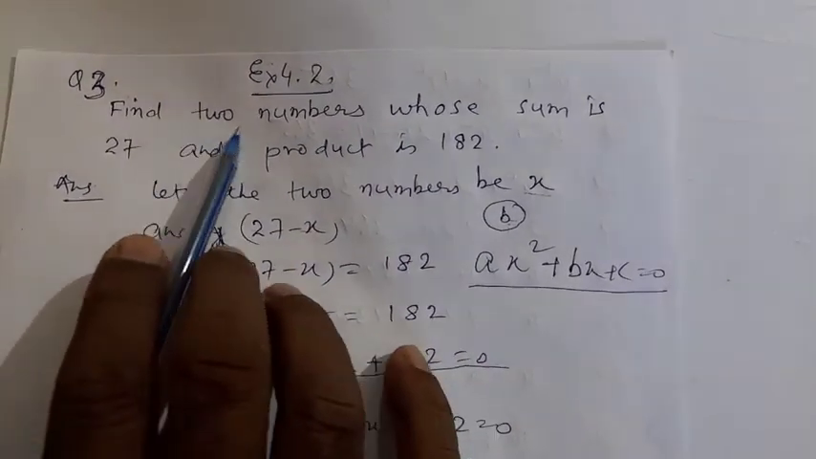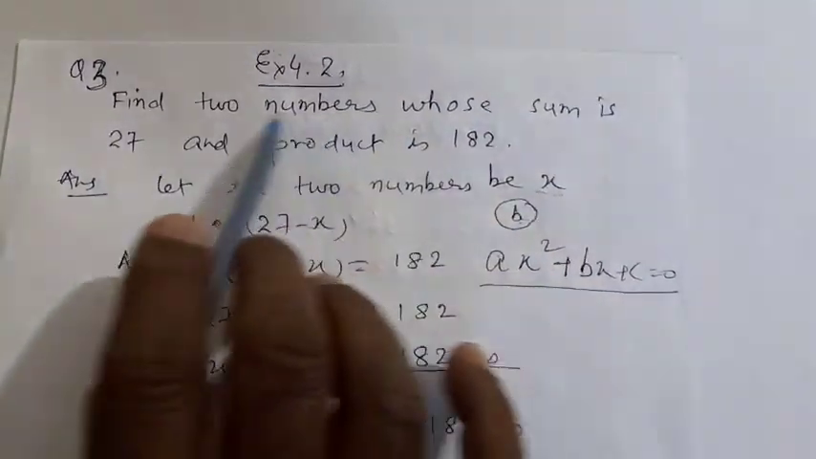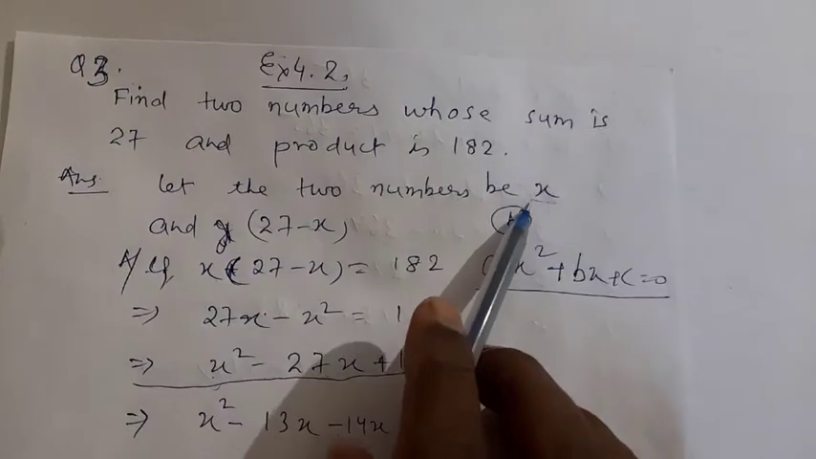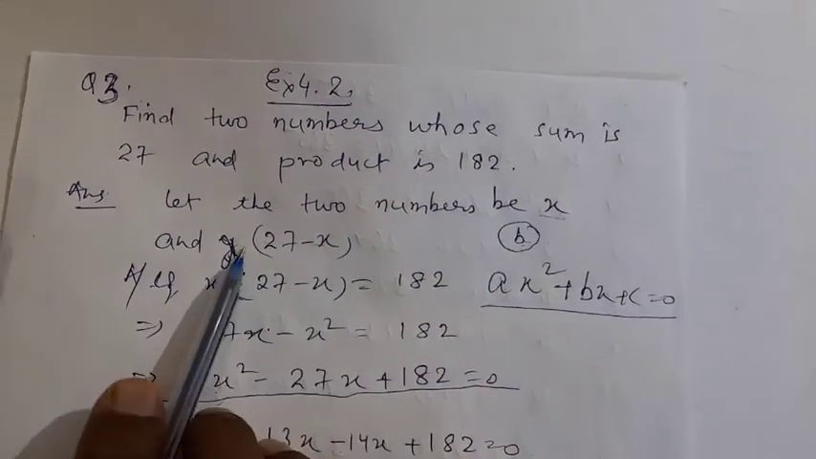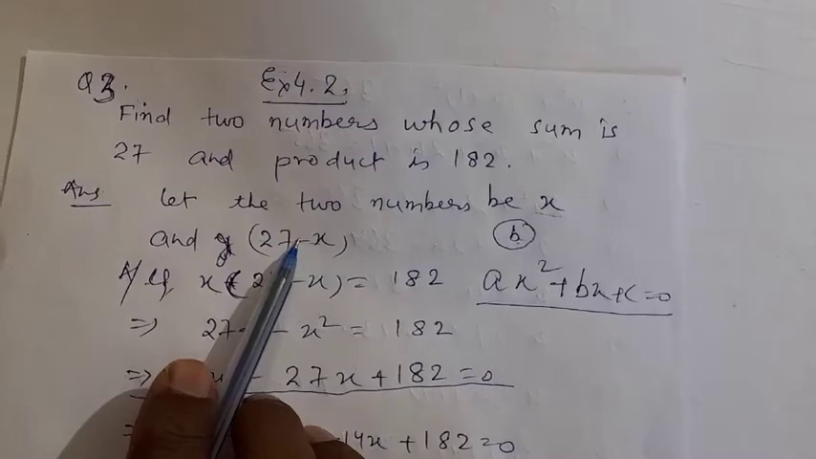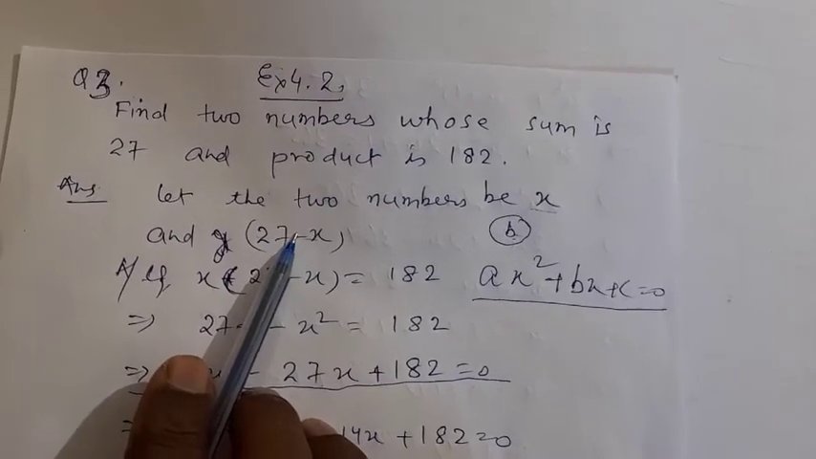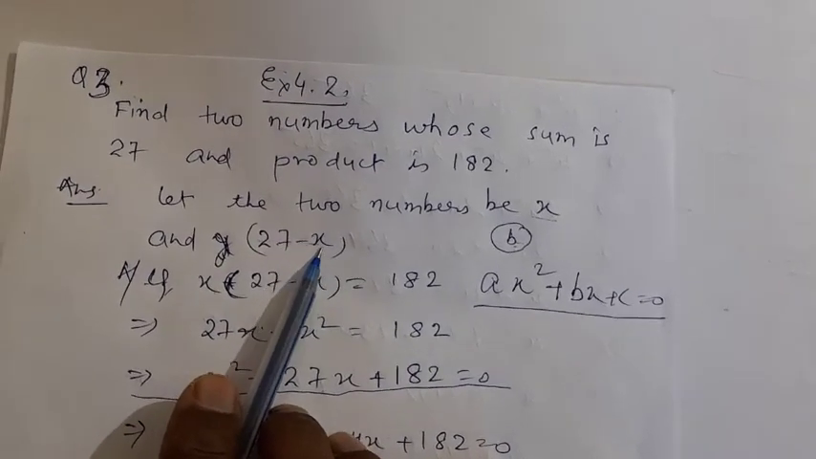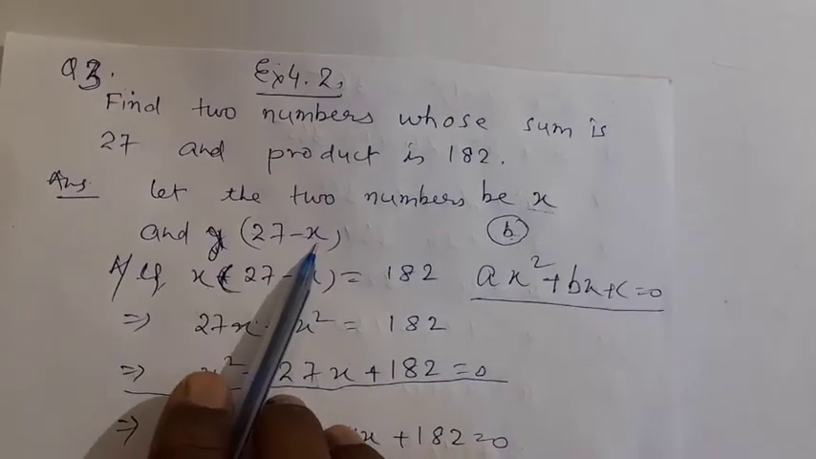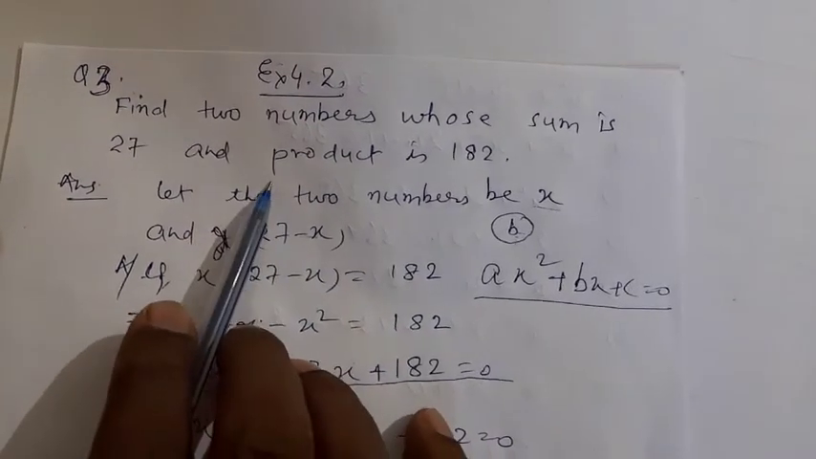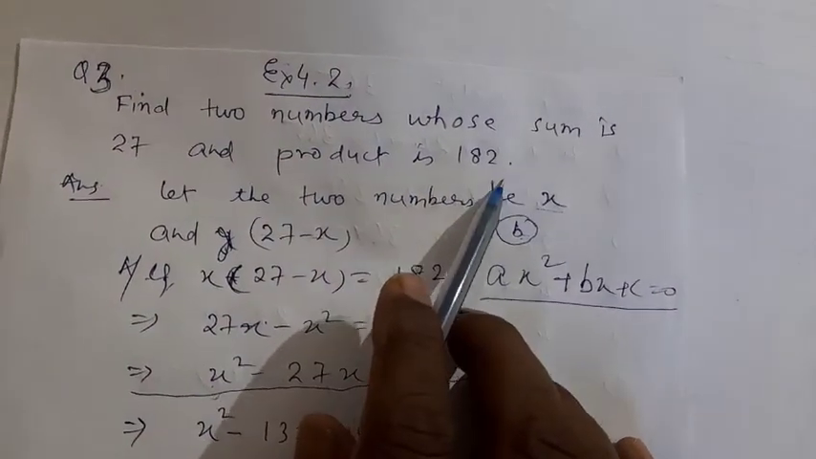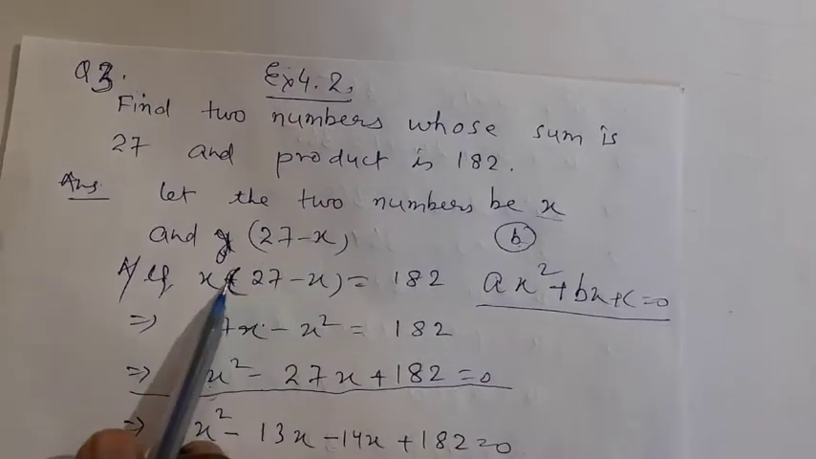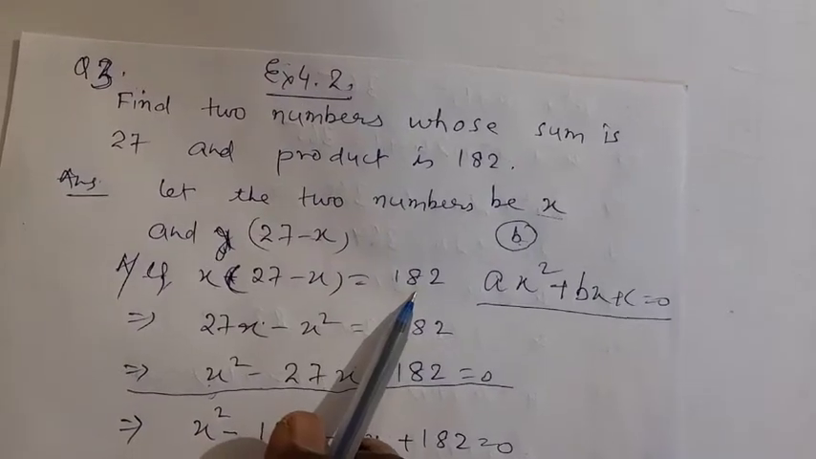The first part of the question says we have to find two numbers whose sum is 27. So when we add x and 27 minus x, we get 27, because this plus x and this minus x will cancel out. What is left? Only 27. Now the next part of the question: the product is 182. It means that if we multiply this x and 27 minus x, it will become 182.